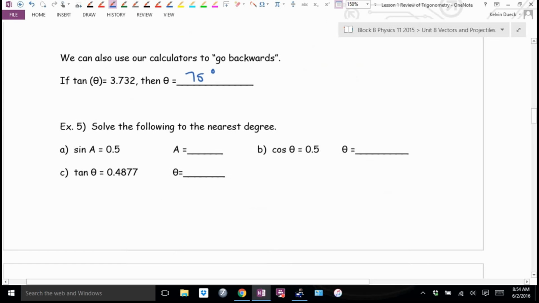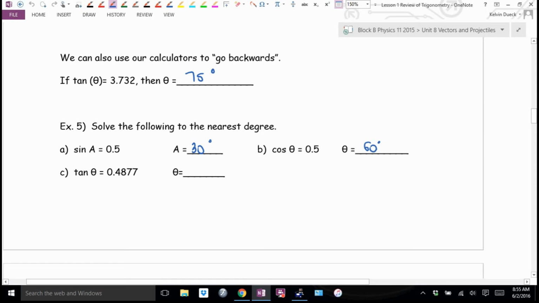Okay. Solve the following to the nearest degree. Suppose you know that the sine of mystery angle A is 0.5. What's angle A? 30 degrees. Suppose you know that the cosine of mystery angle theta is 0.5. What's angle theta? I think this one works out evenly. 60 degrees? I picked some nice ones there that worked out nice, but they don't all.